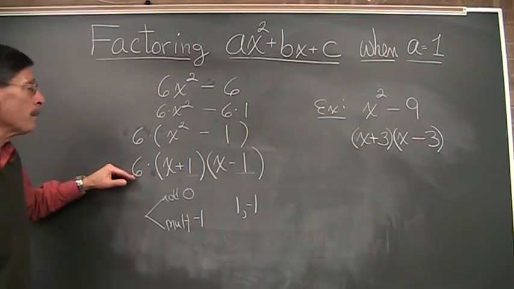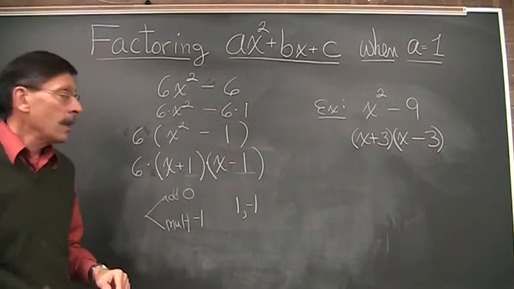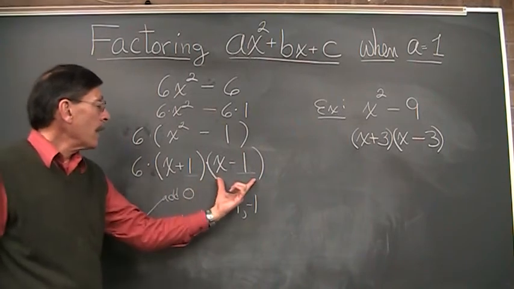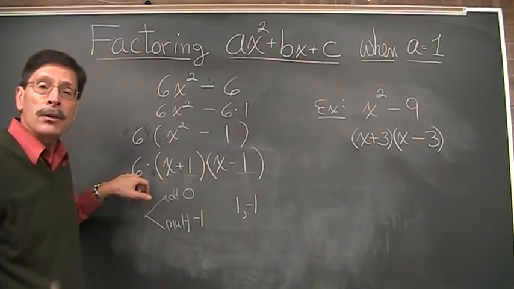Let's return here. Notice I have 3 factors in my final answer. I have x plus 1, x minus 1, and I have this constant factor 6.